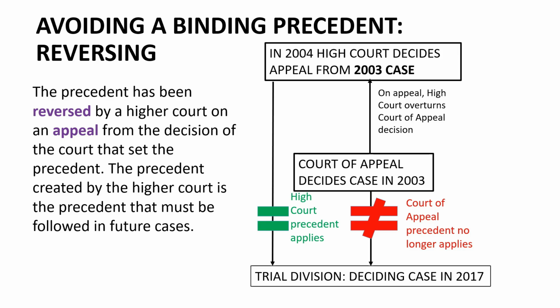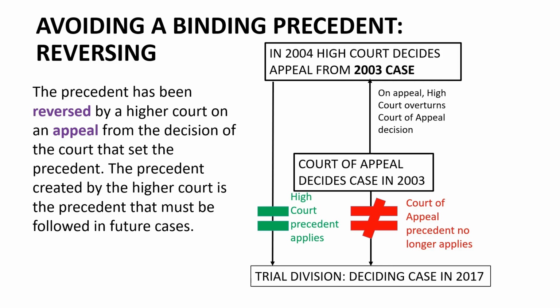Now, can you see the difference between overruling and reversing? We looked at overruling in the previous slide, and we've just looked at reversing. The difference is that when a court is reversing a decision, it is overturning that decision on an appeal from the court that made the decision to the court that reverses the decision. That is, both of these courts are deciding the same case.